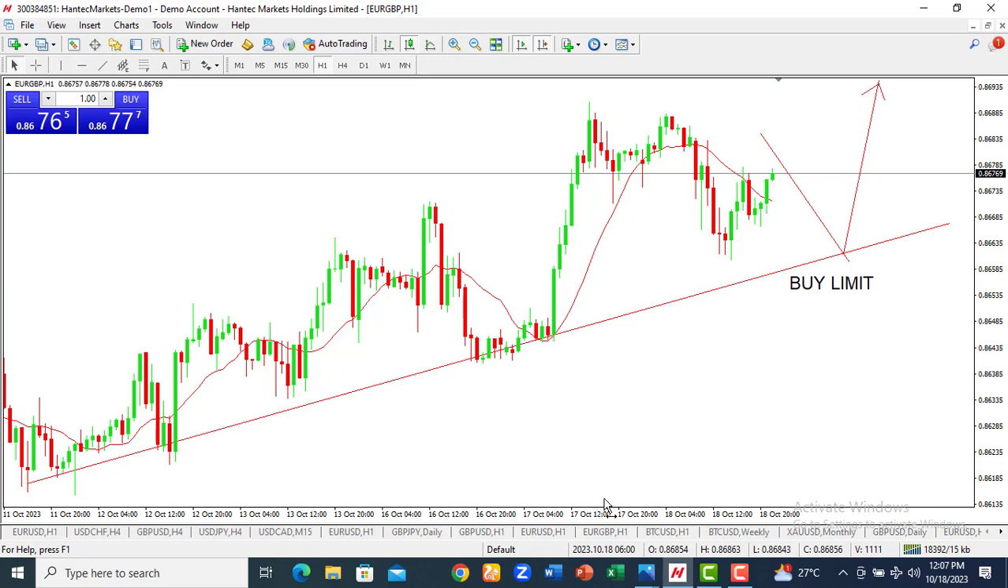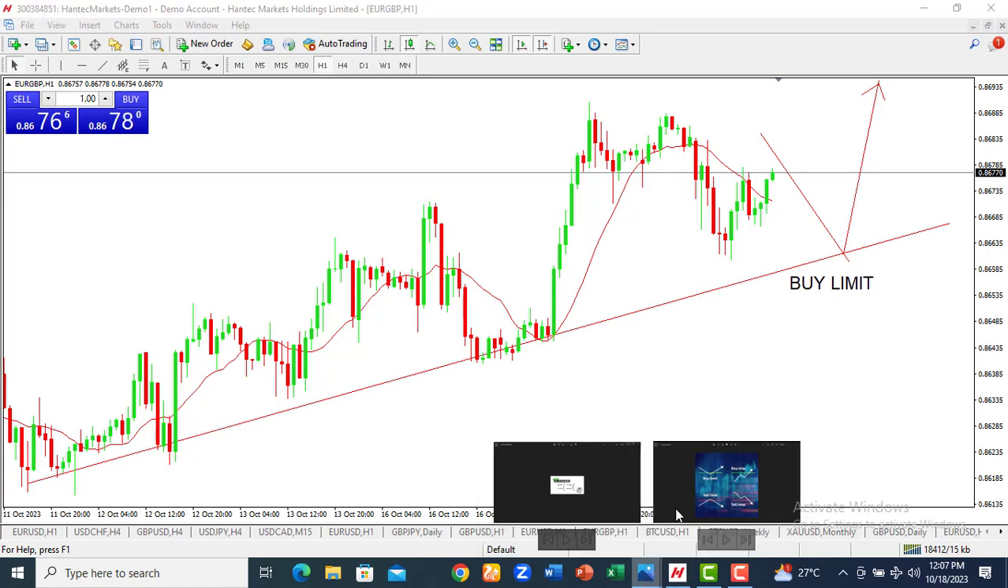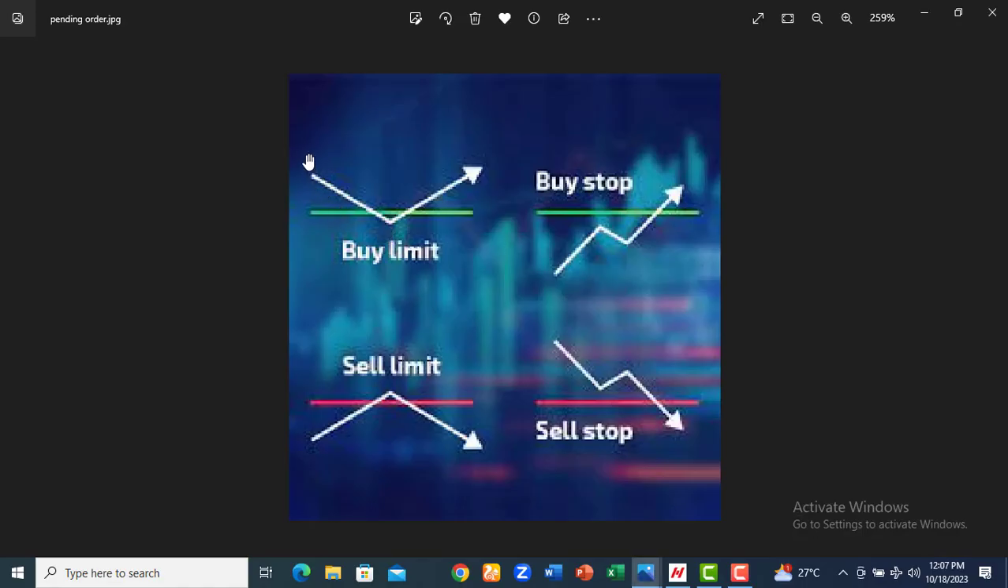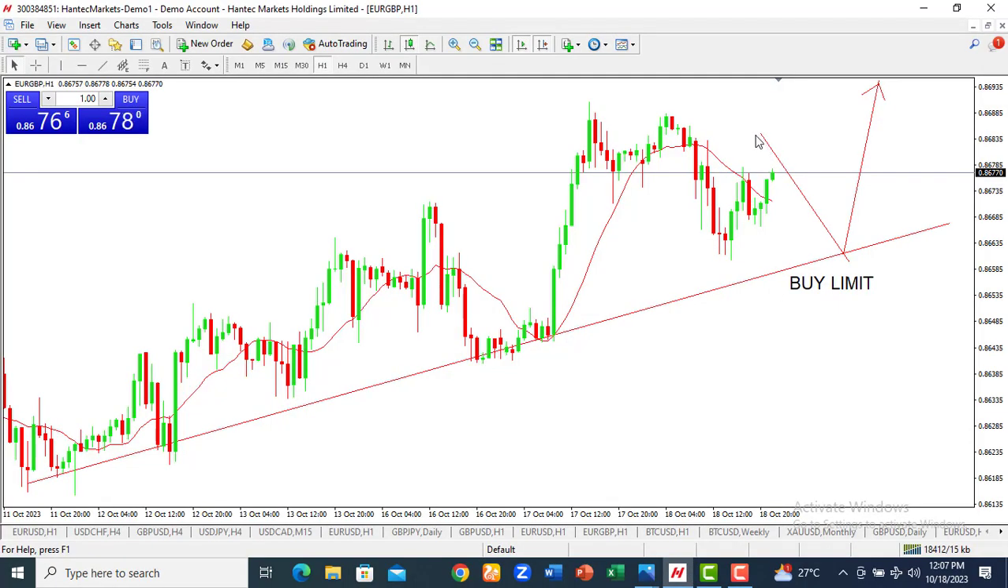So what does that mean? You can see it here. Buy limit, just the way you're seeing it here. Use it in a trending market to get your retracement point. The arrow coming here, getting to this place and going up, is seen the same way here. The arrow coming here and going back up. That's how a buy limit order is.